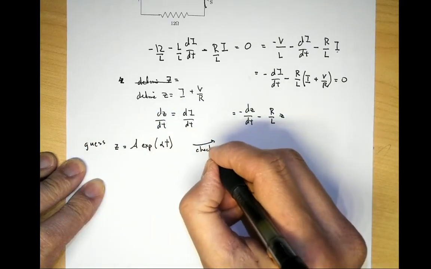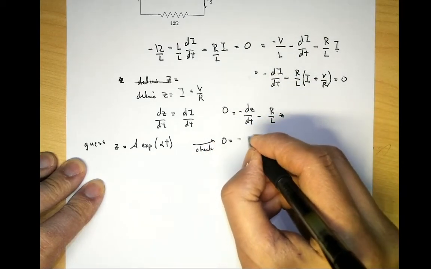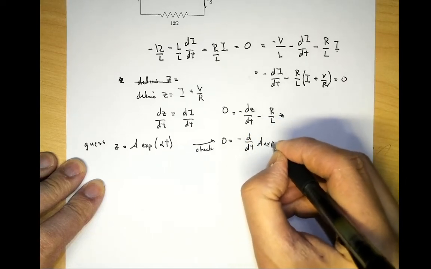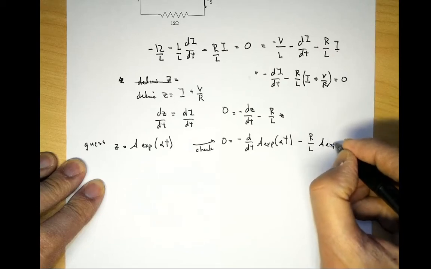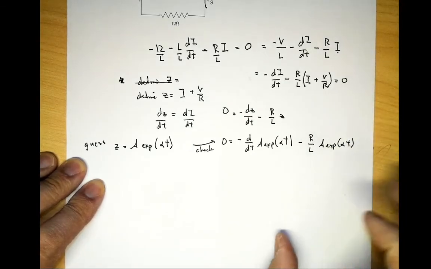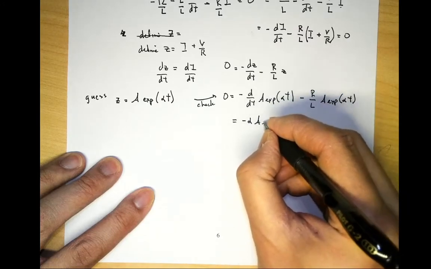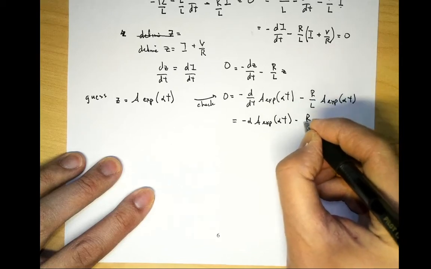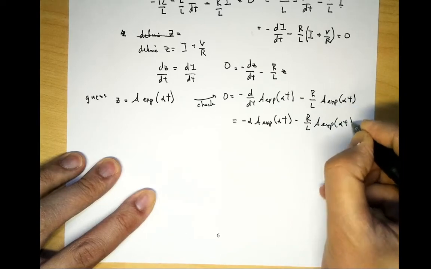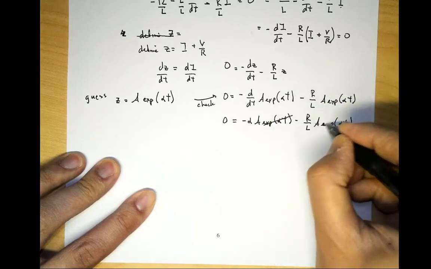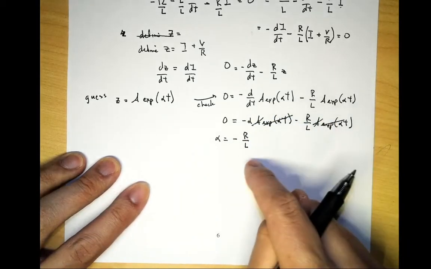Now my check. Plug it in. All of this is equal to 0. So 0 is equal to minus d/dt of A exponent alpha t, minus R over L times A exponent alpha t. The d/dt brings out a factor of alpha, so this is minus alpha A exponent alpha t minus R over L A exponent alpha t. Lo and behold, because there's 0 on this side, this will kill that, and you're left with alpha equal to minus R over L. That's the first thing.